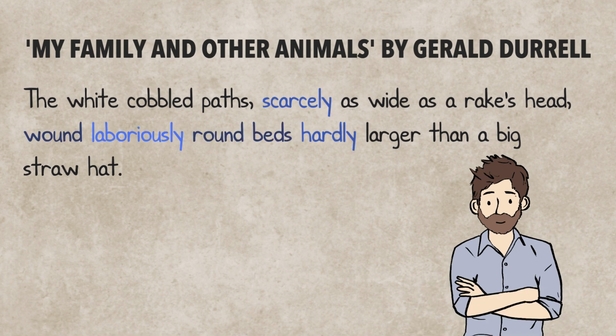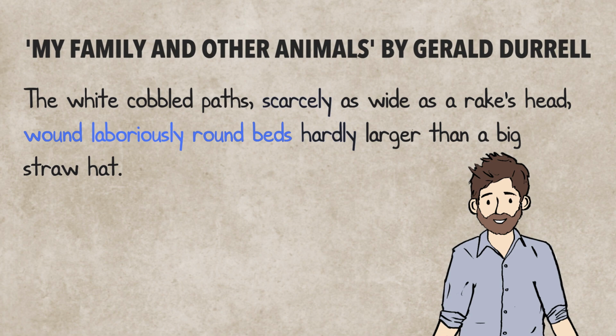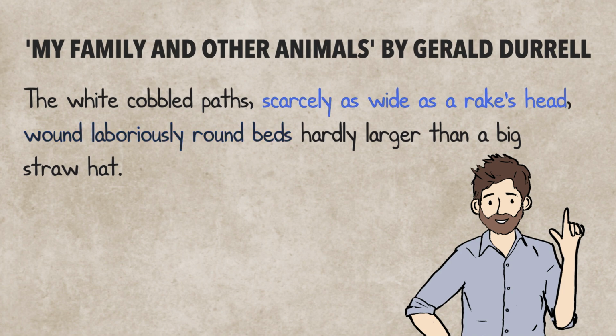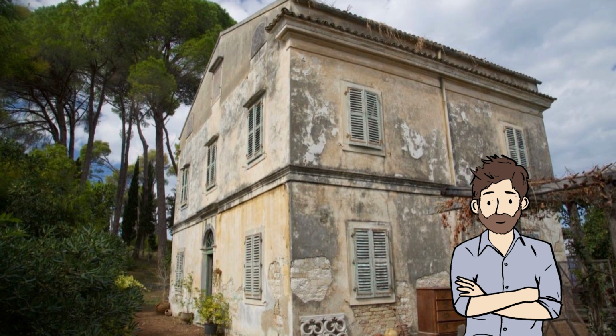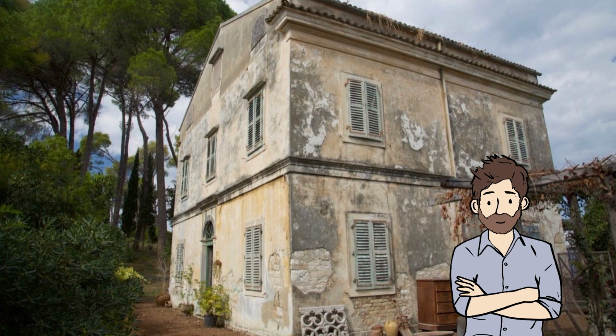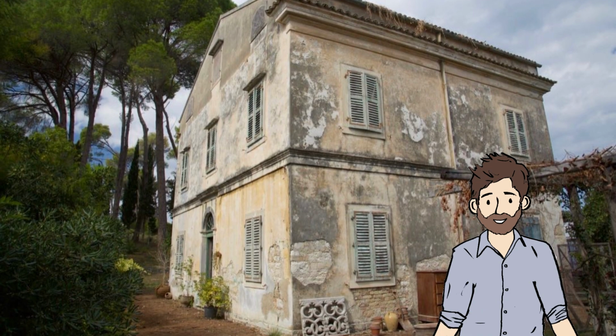In wound laboriously round beds, the adverb laboriously tells us that the paths twist in a slow, difficult way, making the garden seem intricate and almost maze-like. In scarcely as wide as a rake's head, the adverb scarcely emphasizes the extreme narrowness of the paths, signifying to the reader the overgrown nature of the garden. These details give us a stronger sense of place and atmosphere, making the villa feel charming, slightly chaotic, but full of personality.